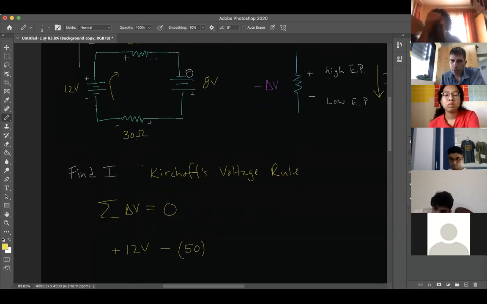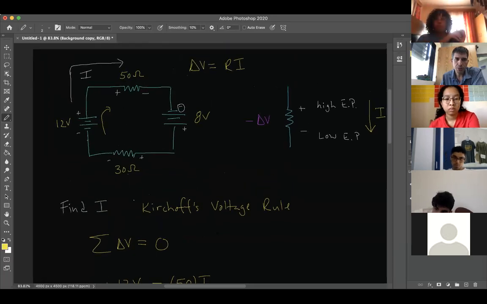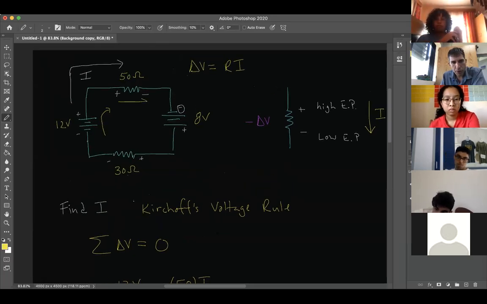So it's going to be 50 ohms times the current. All right, so that's our voltage drop from Ohm's law. And then I'm going to get to, and notice also for this one, the current is flowing from positive to negative. Flowing from positive to negative means a voltage drop.